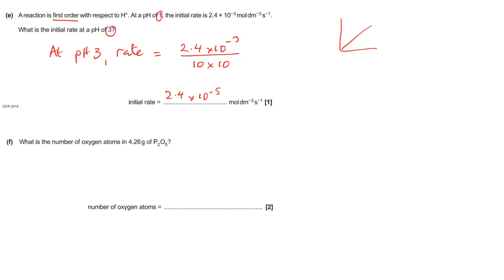And next in part F, we've got to find out what the number of oxygen atoms is in 4.26 grams of phosphorus oxide. Okay, so the first thing to think about is when you see number of atoms in the same sentence, you're thinking Avogadro's constant, and the equation that should come to mind is number of atoms equals moles times Avogadro constant.